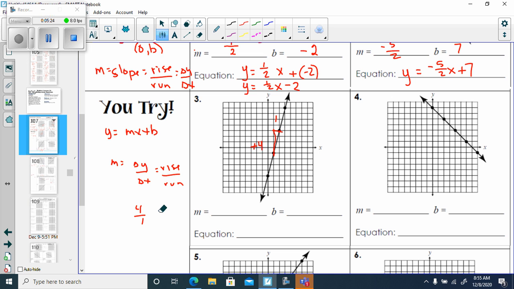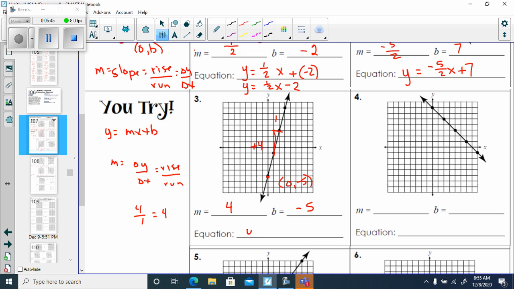Let's think about that. 4 divided by 1, isn't that simply 4? So my slope is 4. Now, where's my b? My b is my y-intercept. It's where this crosses the y-axis. This is at negative 1, 2, 3, 4, 5. So that's a point (0, -5). My b is simply negative 5.